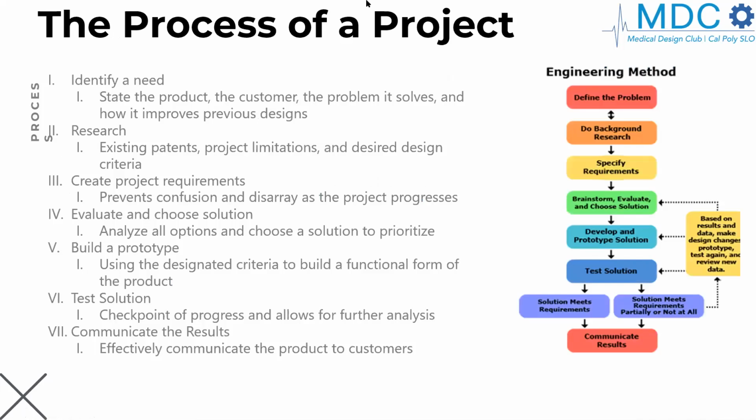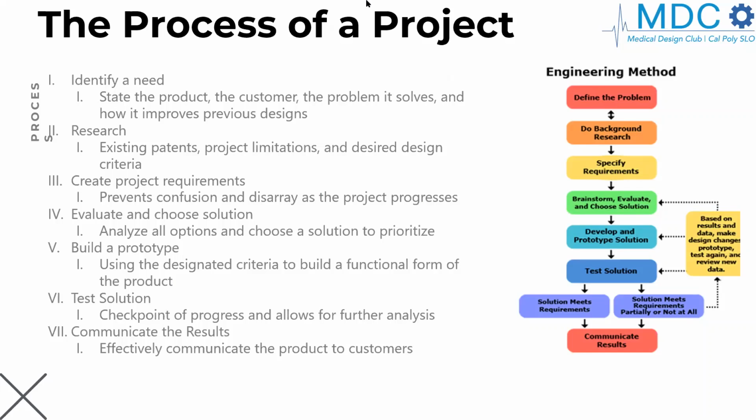So here is the process of a project, and what I have in the picture is generally the engineering method. I'll go down and give a couple of things on it. First, you have to identify a need, and this will be to state the product, the customer, and the problem it solves, and also how it improves previous designs, because it's important to define that initial problem and that initial need correctly, so that when you're going down the line and trying to pick a solution, you make sure it actually makes sense and helps solve what you initially defined.